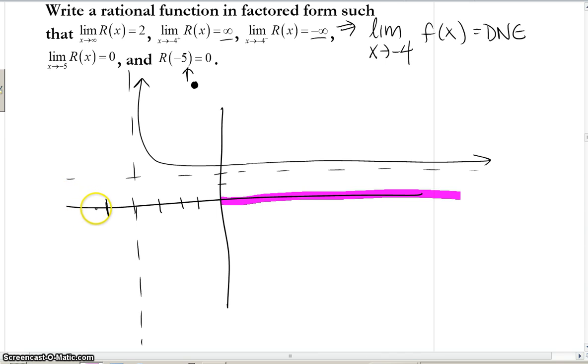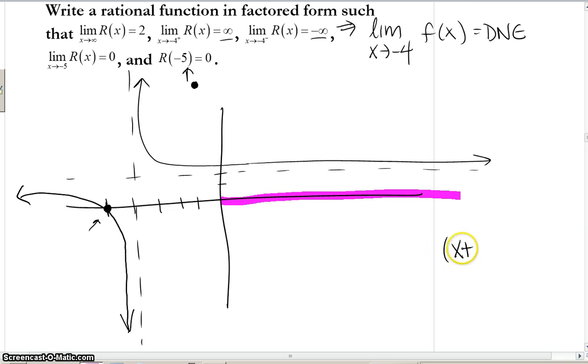So as it's approaching -5 from the right, it's approaching 0. So we know that this is coming like this. So as it's coming from the right, it approaches 0. And as it's approaching from the left, it has to also approach 0 because our limit at that value is 0. And then r of -5 is 0. So this is what our graph would look like. So based on this, we know that we have an x-intercept here at -5.